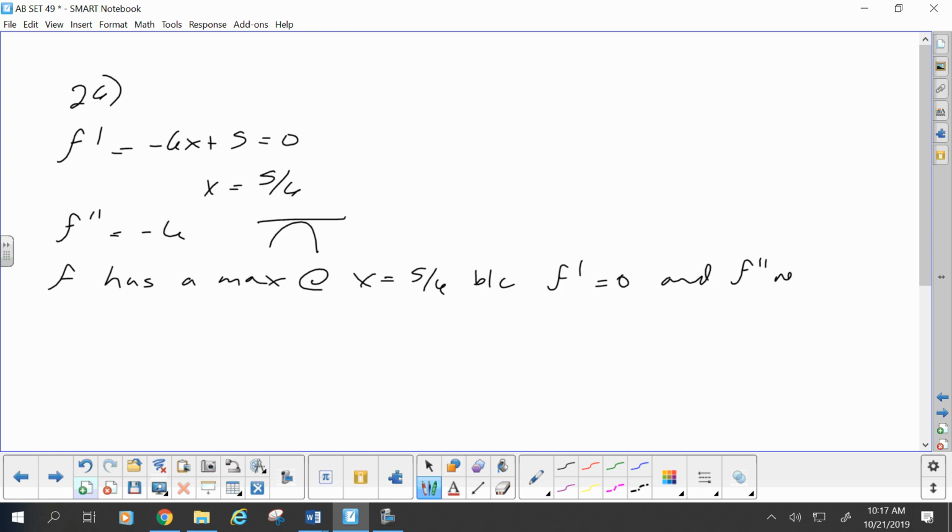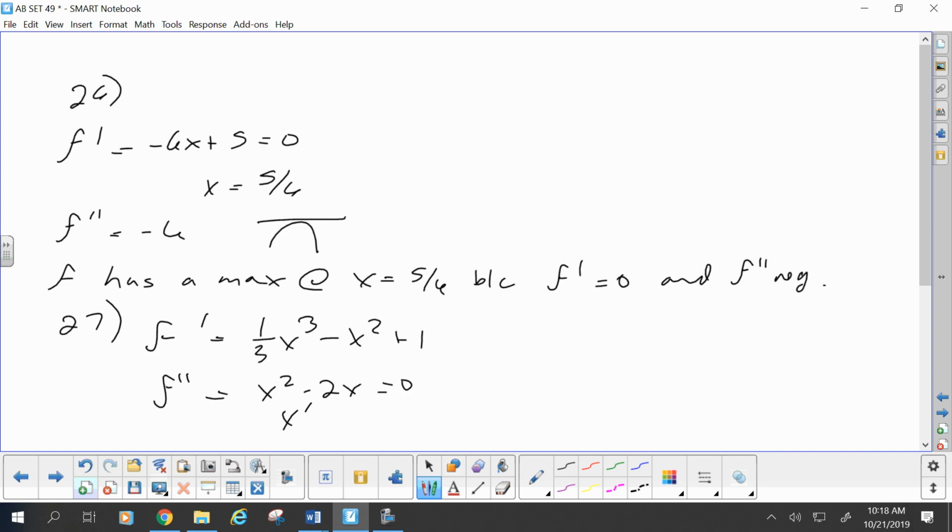F double prime is negative. So you should have something like a max there. And number 27, last replacement. F prime is 1/3 x cubed minus x squared plus 1. F double prime is x squared minus 2x, which has zeros at 0 and 2. Because it's parabola shaped in essence, the second derivative is going to go positive, negative, positive.